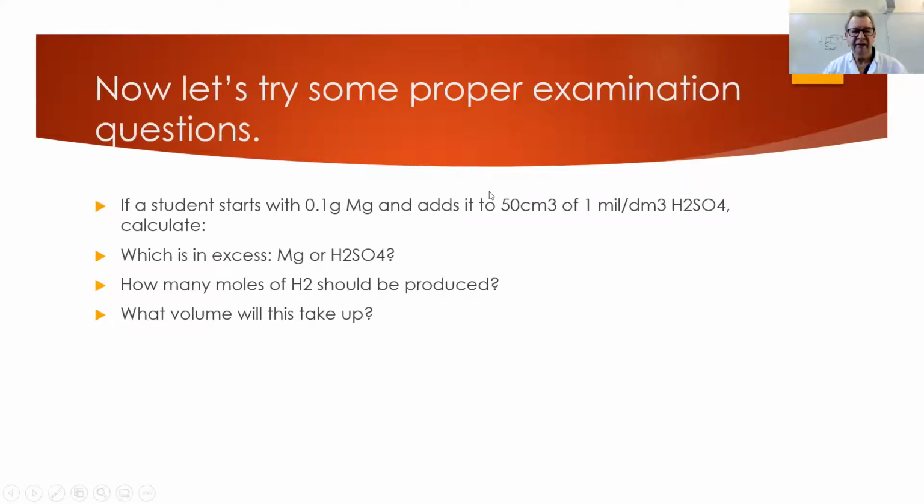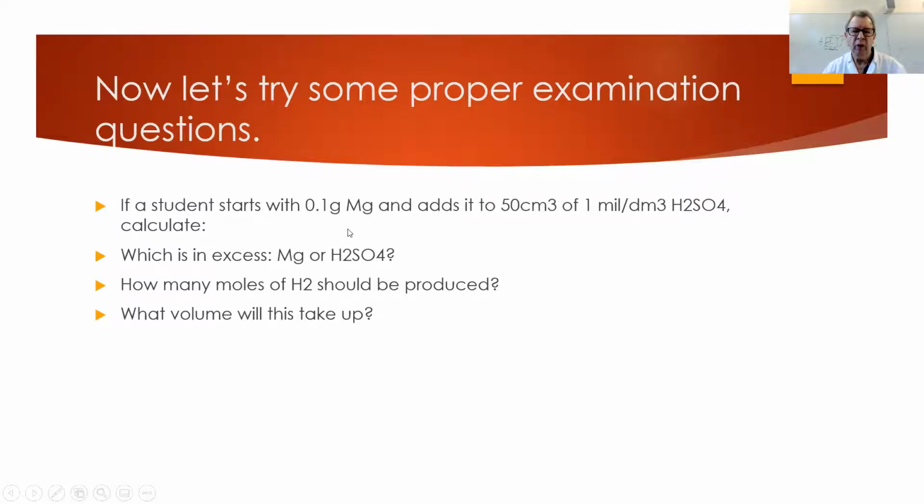Okay. So here are some proper examination questions, which I'm going to let you have a go at just later. And it's one very much like the one I'm just about to do, but we're going to do a little experiment now. Then you can have a go at this question afterwards. I'm just going to show you the question. Then you can pause this at some point and write it down.